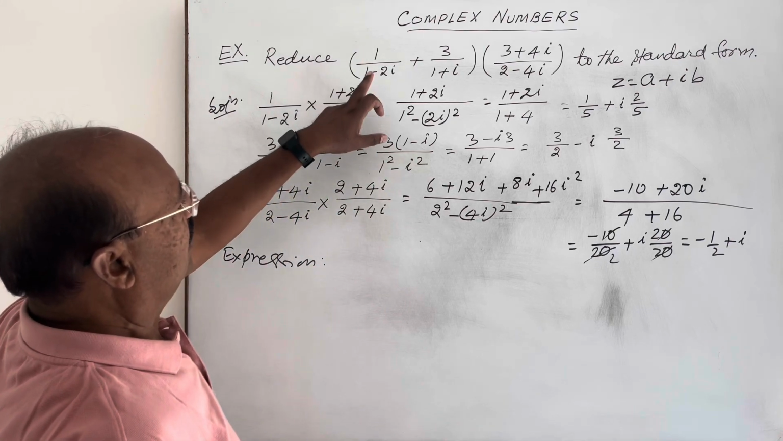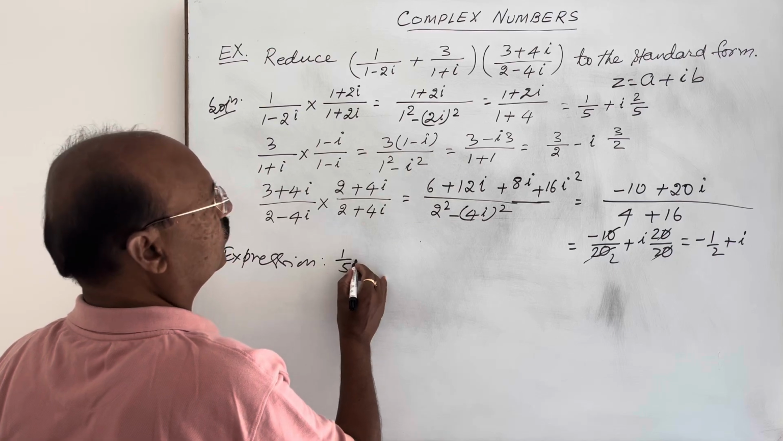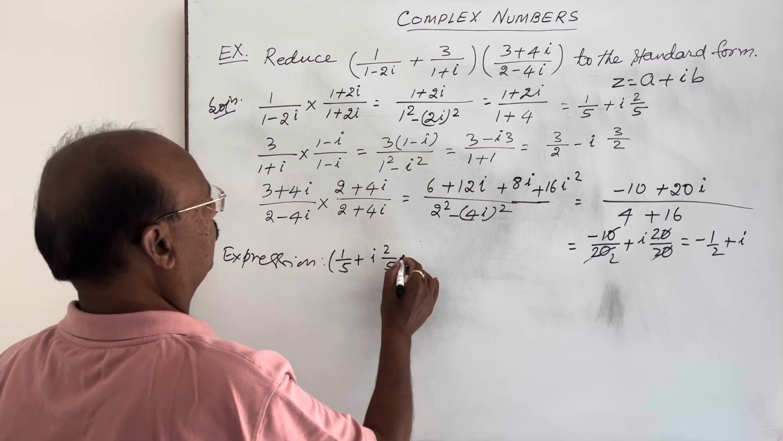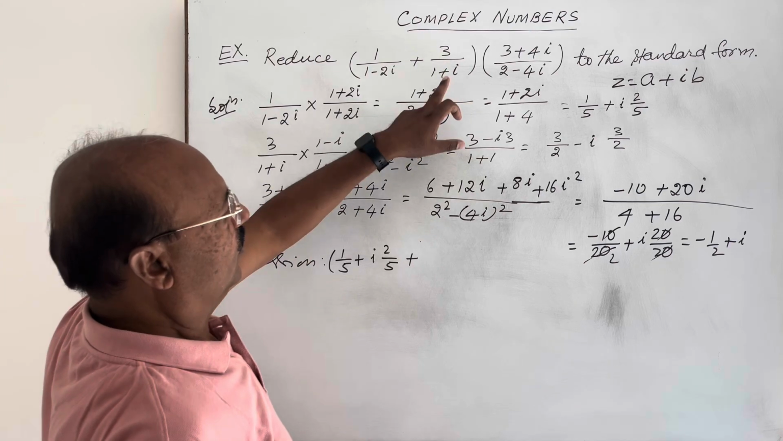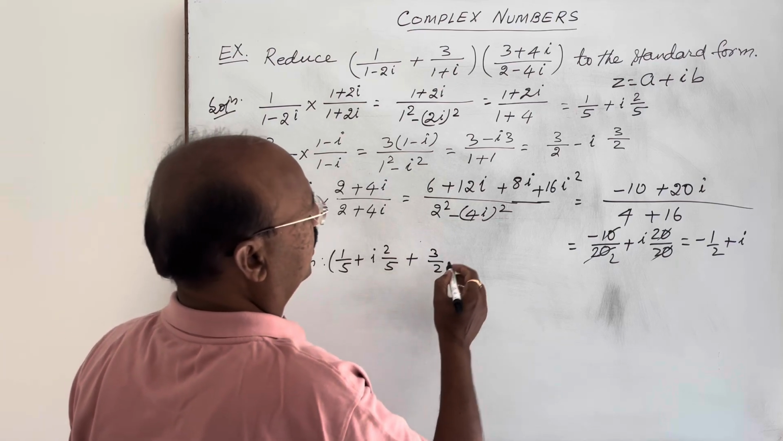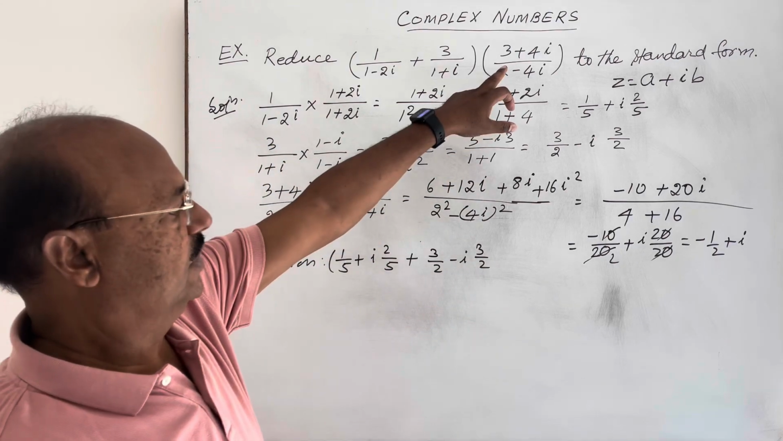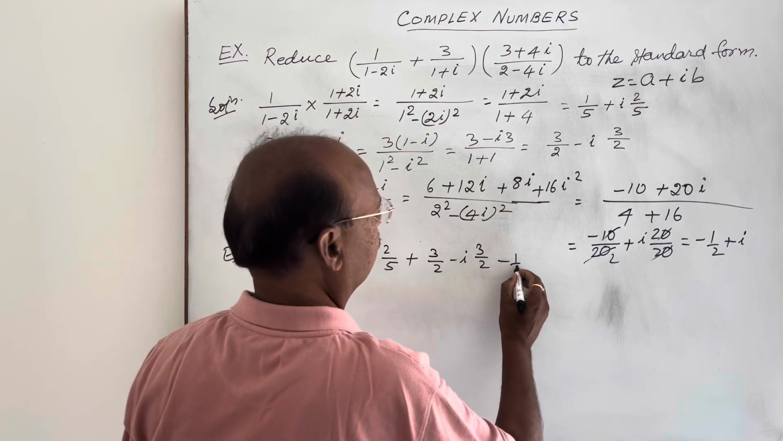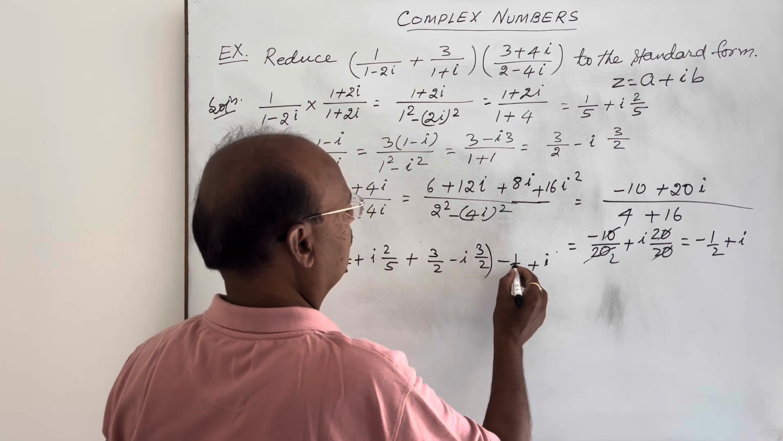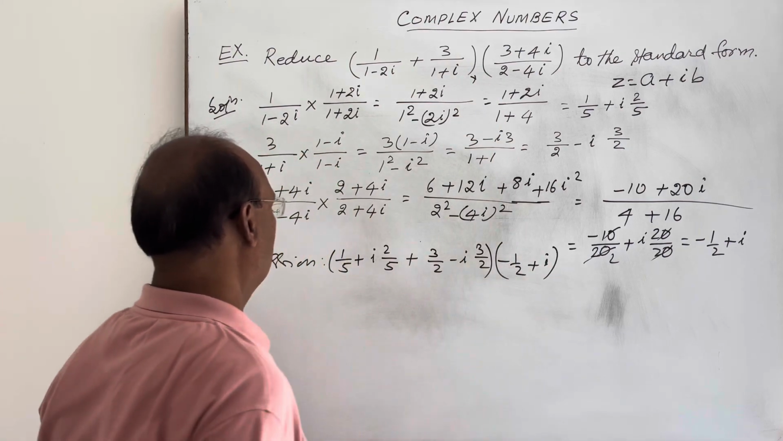Okay, so now the given expression becomes 1 by 1 minus 2i, that is 1 upon 5 plus i into 2 by 5, and plus 3 upon 1 plus i, which is 3 by 2 minus i into 3 by 2. And this term is equal to minus half plus i. So this will be a multiplication here, this one, with minus half plus i. Let us simplify it further.